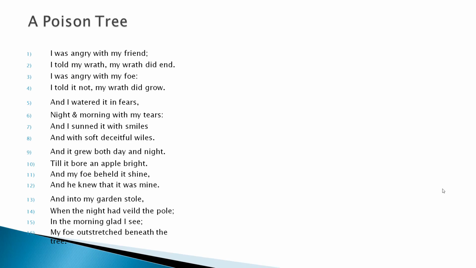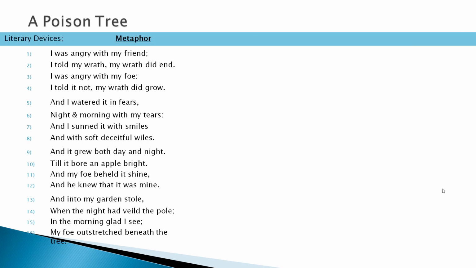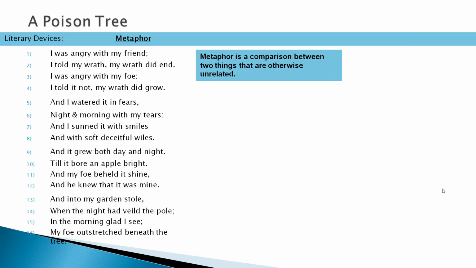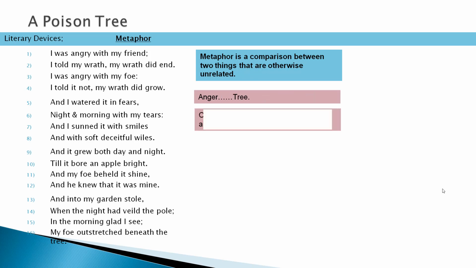Another literary device which Blake has used in his poem A Poison Tree is metaphor. What is metaphor? Metaphor is the comparison of two things that are otherwise unrelated. For example, heart of gold, happy as a clam, or night owl, etc. So what metaphor has been used in the poem A Poison Tree? The most important metaphor in the poem is that of anger being similar to the tree. Then the process of cultivating one's emotion is compared to cultivating a plant. It is another metaphor which has been used here.